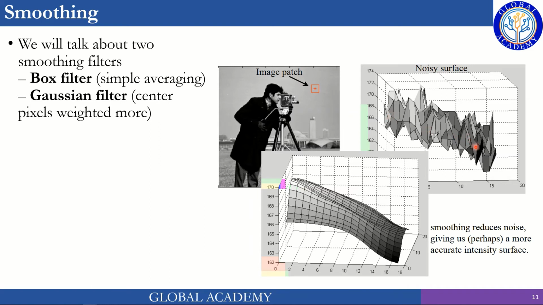So we can smooth this surface by using some sort of filter. There could be a variety of filters, but right now we just apply some filter and we can get a surface like this one, a very smooth surface with some variations representing some original information. There could be a variety of filters, but the box filter for simple averaging, or a Gaussian filter, which is center pixel weighted, and some more variety of masks are available, but these are the two mostly used filters.